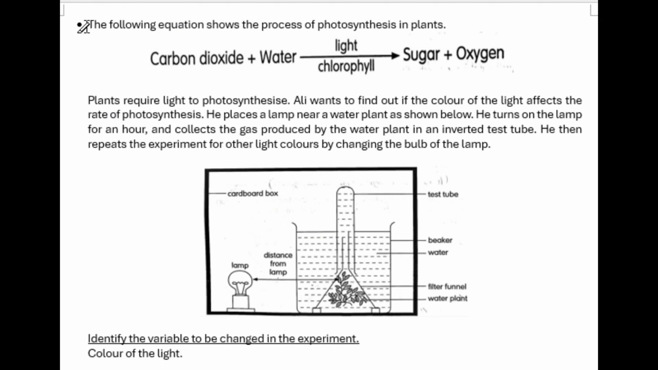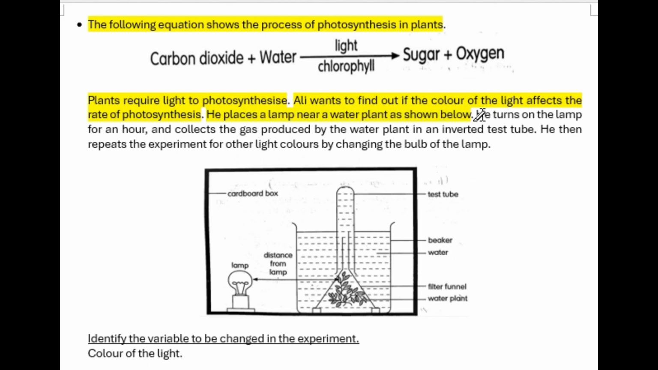The following equation shows the process of photosynthesis in plants. Carbon dioxide plus water, with light and chlorophyll, will produce sugar plus oxygen. Plants require light to photosynthesize. Ollie wants to find out if the color of the light affects the rate of photosynthesis. He places a lamp near a water plant, as shown below.